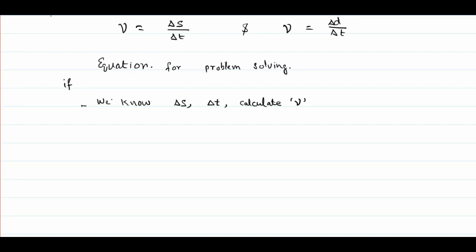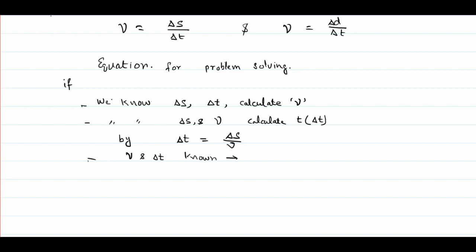Speed or velocity are the first kinematic equations, which are extensively used in problems. If we know delta s and delta t, we can calculate the speed or velocity. If we know the other two quantities, like displacement delta s and velocity, then we can also calculate the time it takes by the equation delta t is equal to delta s over nu. If we know velocity and the time it takes, then we can also calculate the displacement as delta s is equal to nu cross delta t.